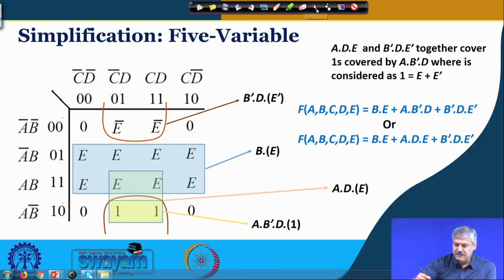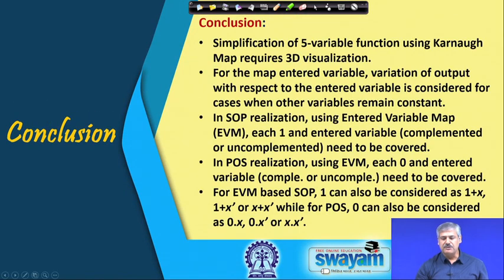So, with this we come to the conclusion of today's class. So, simplification of 5 variable function using Karnaugh map requires 3D visualization, whether it is reflection map or overlay, by which the adjacency can be found. For the map entered variable, variation of output with respect to the entered variable is considered for cases when the other variables of the function are remaining constant.